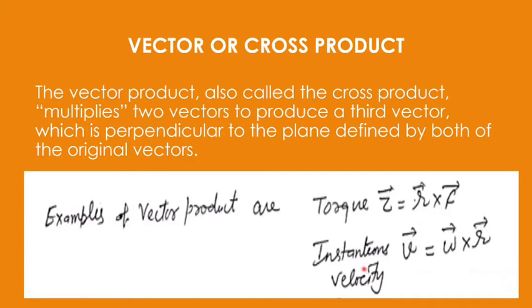Similarly, we will be talking about instantaneous velocity in terms of angular velocity and the radius vector. This is also perpendicular to the plane consisting of angular velocity and radius vector. Instantaneous velocity, you all know the definition, at a particular instant of time. When we are talking about circular motion, then only we will be deriving this relation with you. So two examples should be known to you whenever asked.